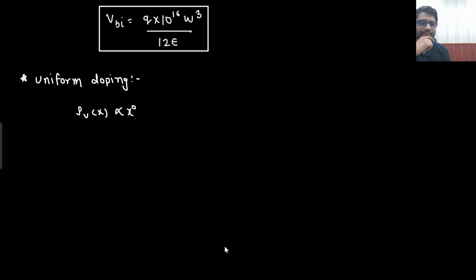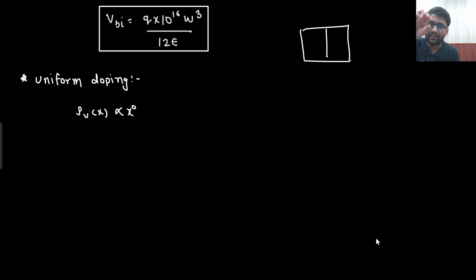So what I am saying, uniform doping. What is the meaning of uniform doping? Uniform doping means your charge density should not be a function of x. That means it should be a function of x to the power 0. Do you agree to this point? Uniform doping: charge density should not be a function of x. When I am moving in x, the charge density should remain uniform.